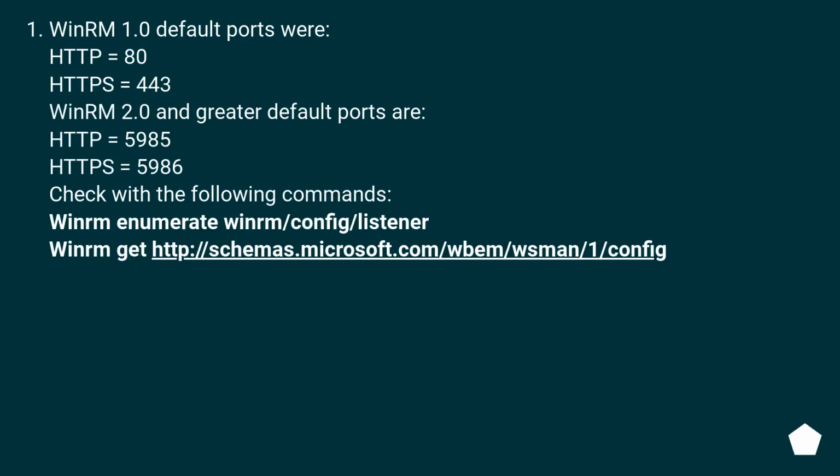WinRM 1.0 default ports were HTTP equals 80, HTTPS equals 443. WinRM 2.0 and greater default ports are HTTP equals 5985, HTTPS equals 5986. Check with the following commands: winrm enumerate winrm/config/listener. winrm get this URL.